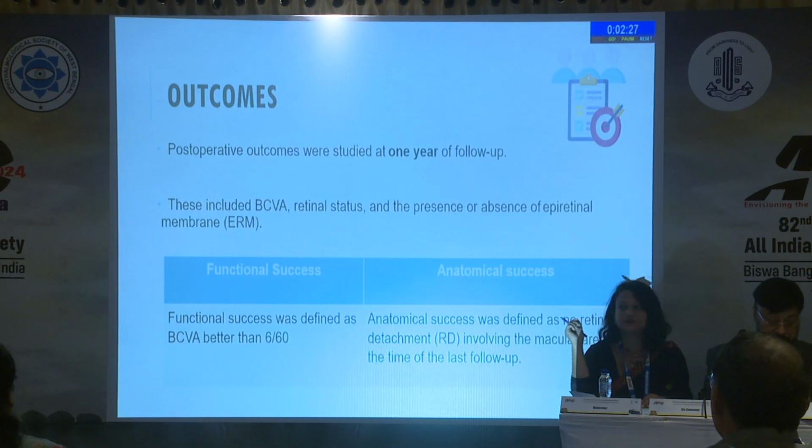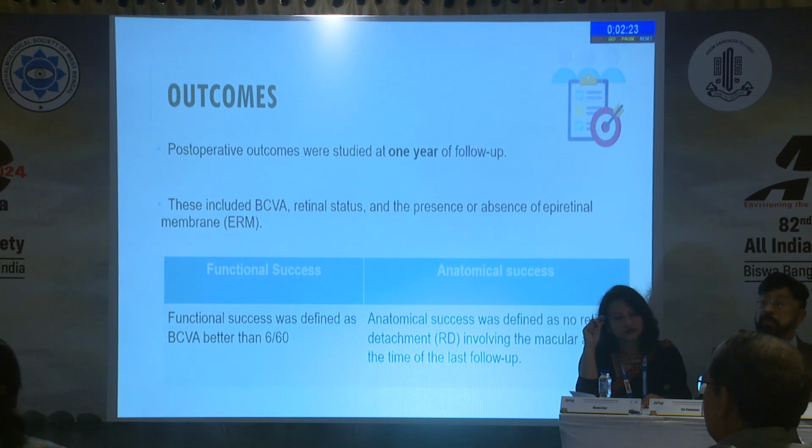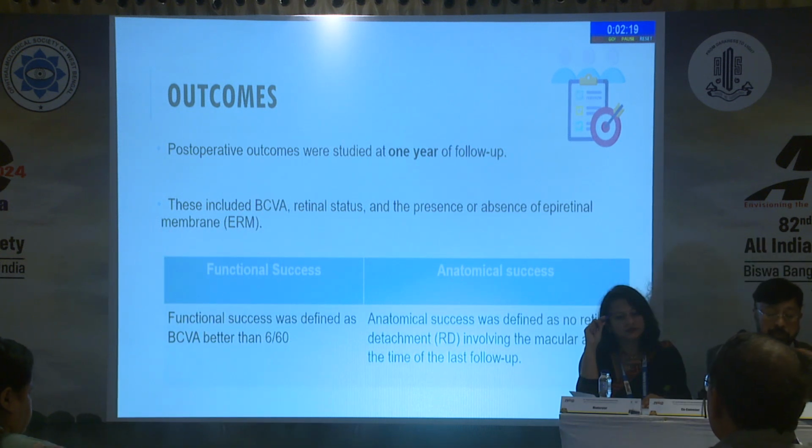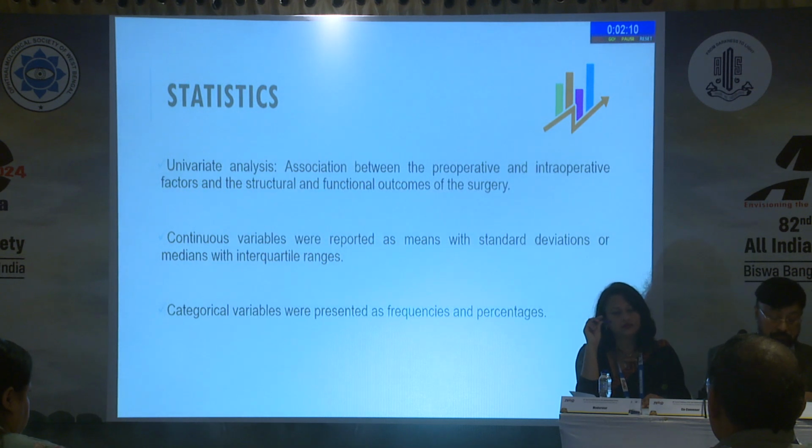The structural and the functional outcomes were studied at 1 year of follow-up, which included the best corrected visual acuity, the retina status, and the presence or absence of epiretinal membranes. The functional success was defined as BCVA better than 6/60 at 1 year of follow-up, and the anatomical success was defined as no retinal detachment involving the macular area at the time of last follow-up. Univariate analysis was applied to study the associations.